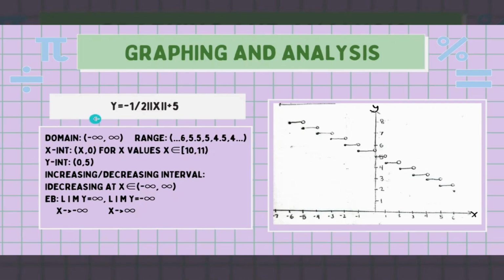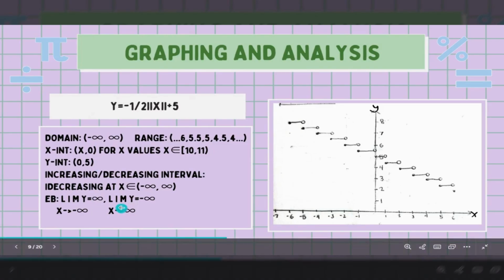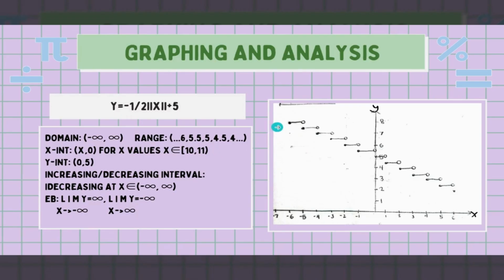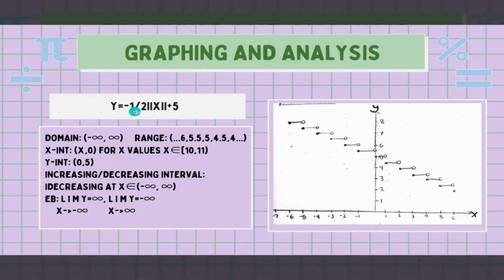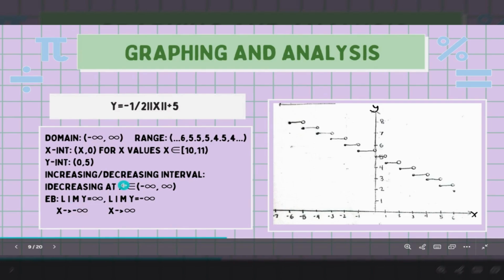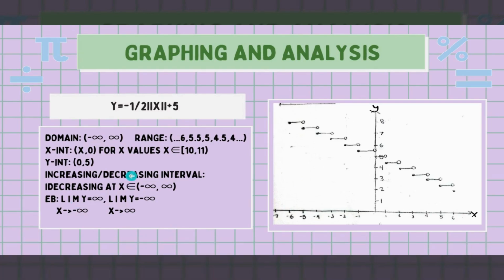Last graph. Y equals negative 1 over 2 times greatest integer of x plus 5. Again, the domain remains the same, but everything else changes. The 1 over 2 horizontally shrinks our function by a factor of 1 over 2, and the negative reflects it across the x-axis. This makes our end behavior reverse. As x approaches negative infinity, y equals positive infinity. And as x approaches positive infinity, y equals negative infinity.